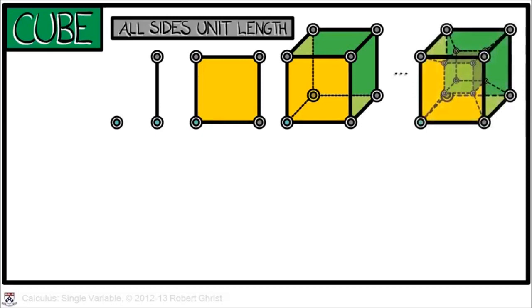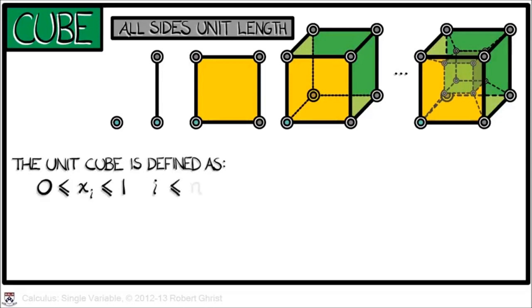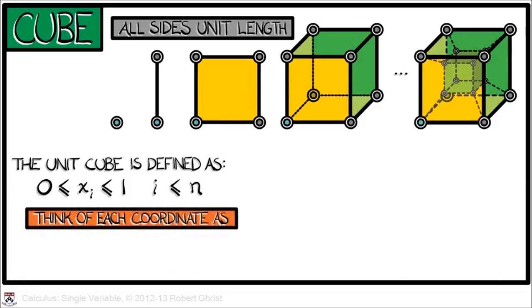But at this point, pictures fail, and we need to translate to equations. Therefore, we'll define the unit n-dimensional cube as those points in n-dimensional space whose coordinates, x sub i, satisfy the inequalities x sub i bigger than or equal to 0 and less than or equal to 1 for all i. Now, how do you visualize that? Well, it's hard to do with your eyes, but you can do it with your hands.